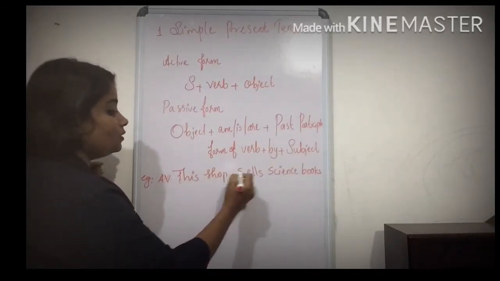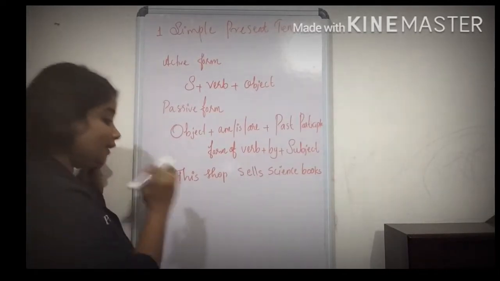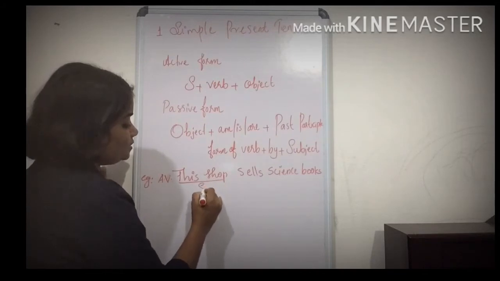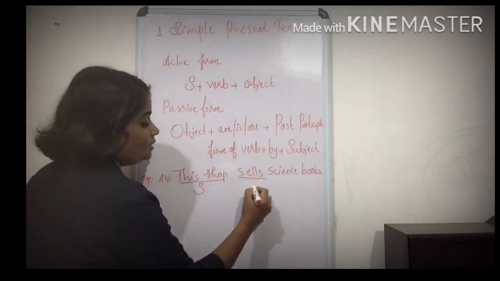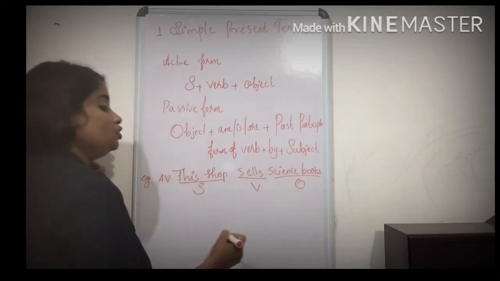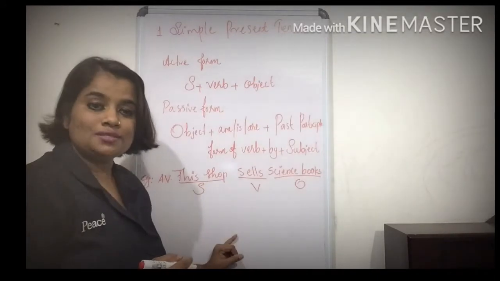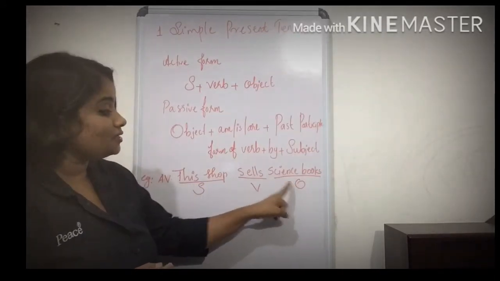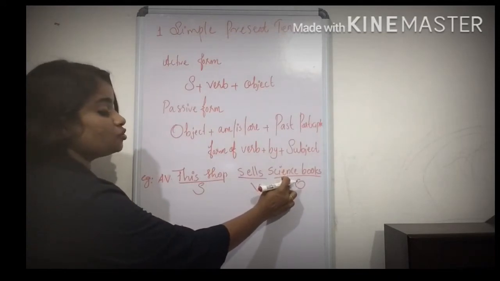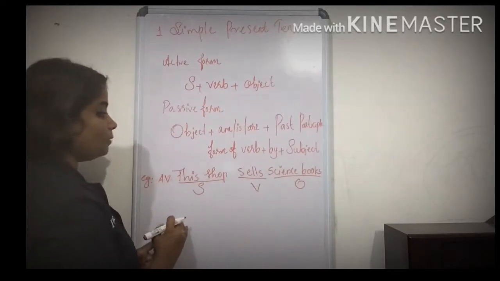This shop sells science books. Okay, so in this statement, what is the subject? Yes, this shop is the subject. Sells is the verb and science books is the object. So when you convert the active voice to passive voice, the object takes the subjective part. What is the object over here? Science books. Science books come to the subjective part.